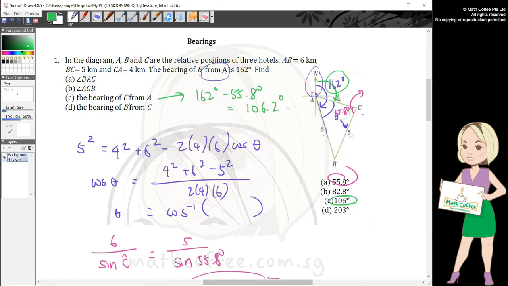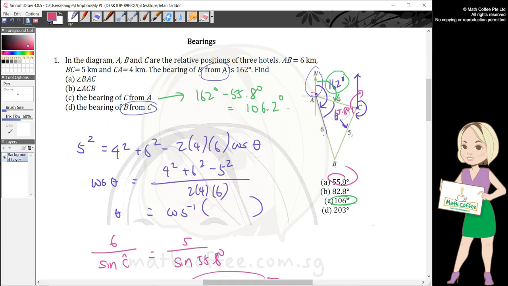Next, the bearing of B from C. From C, please go to your C and put the north pole. Okay, put the north pole. Then go clockwise and look at the line BC. BC, which is this one. So they want to find this angle over here. So how do you find this angle over here?